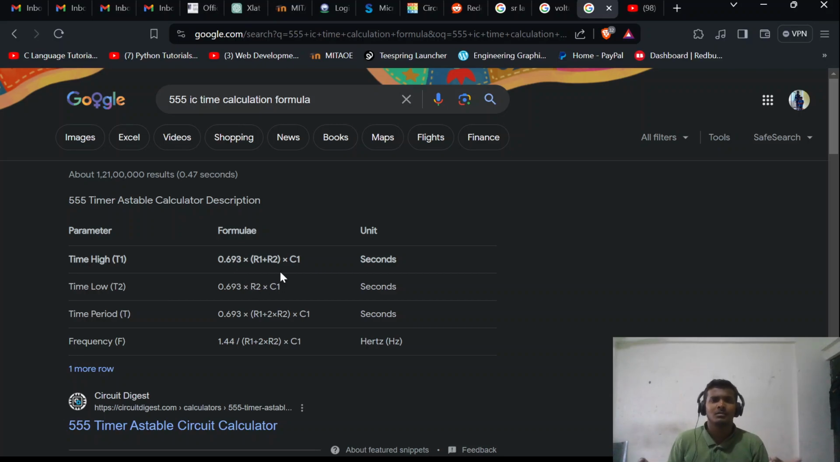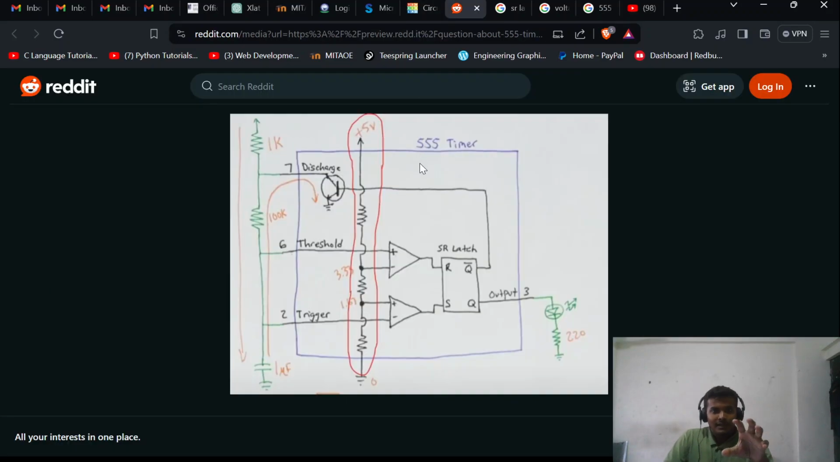Now why R1 and R2? For high time we are taking both R1 plus R2, and for low time we are only taking R2. Why? Let's see. By this diagram we can see that the time it will be high depends on how fast it charges. Because जब तक ये कैपेसिटर चार्ज हो रहा है तब तक ये आउटपुट 1 था, राइट.